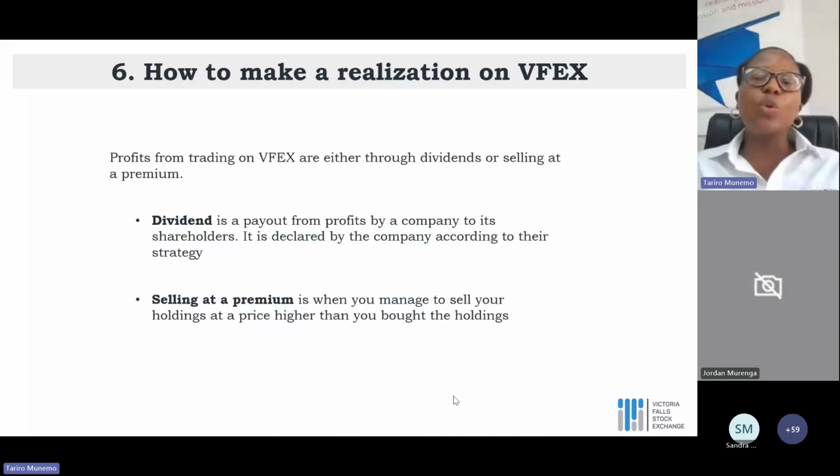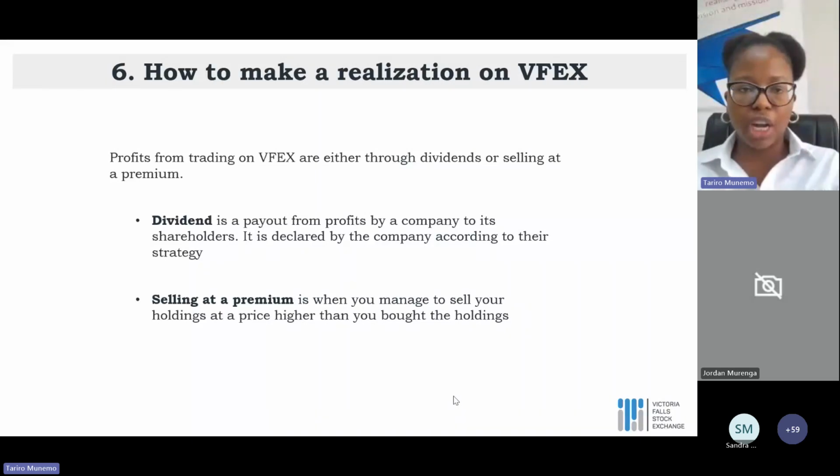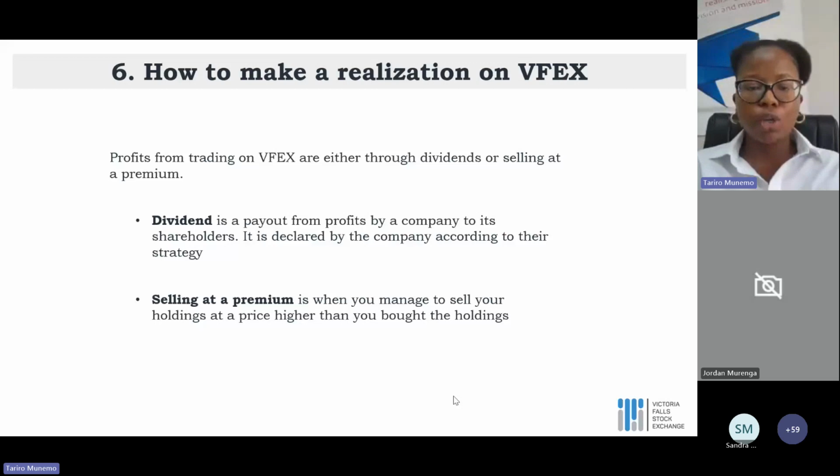And then we have, how do I even make a realization on VFX? So it's also important for us to realize that trading on VFX is not for short-term investing. Essentially, we're not yet providing products that allow you to be able to buy and sell immediately. This is more of a long-term investment structure that we currently have. So the realization that you can make on VFX is through two ways, and this is either through your dividends or selling at a premium.